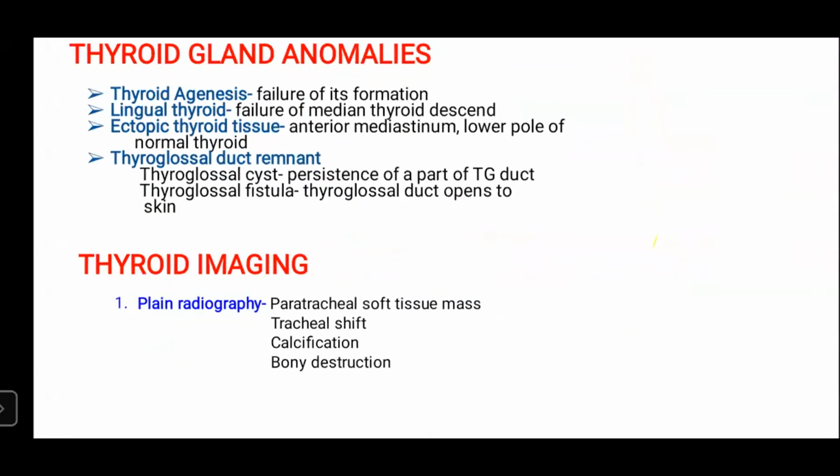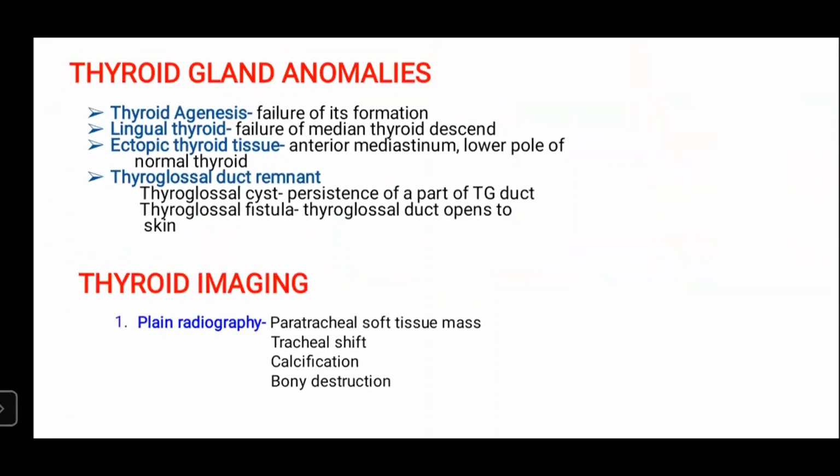There are thyroid gland anomalies like thyroid agenesis, which is failure of formation of the thyroid gland. Lingual thyroid is the failure of thyroid descent. Ectopic thyroid tissue may be found in the anterior mediastinum, larynx, or at the lower pole of the normal thyroid. Thyroglossal duct remnants can be found, such as thyroglossal cyst or fistula.